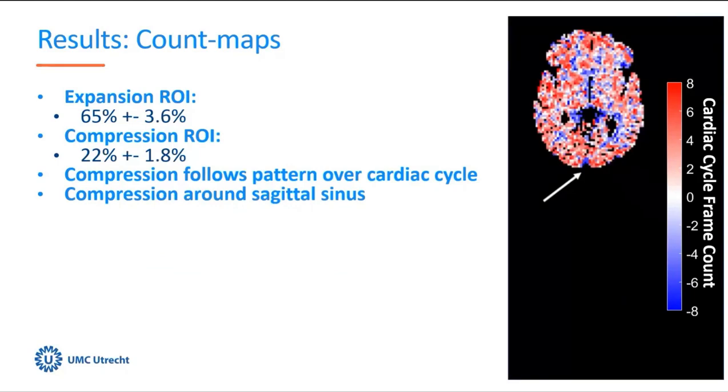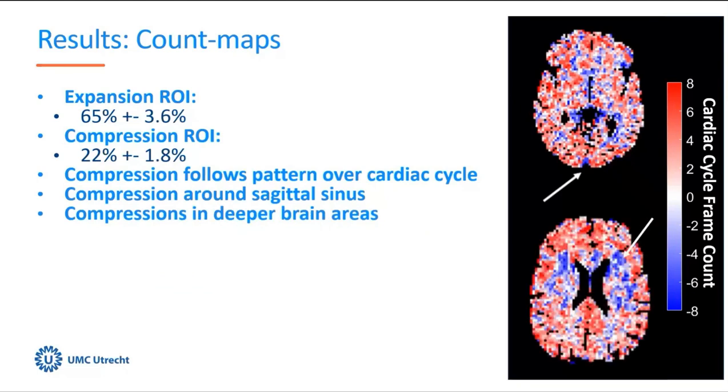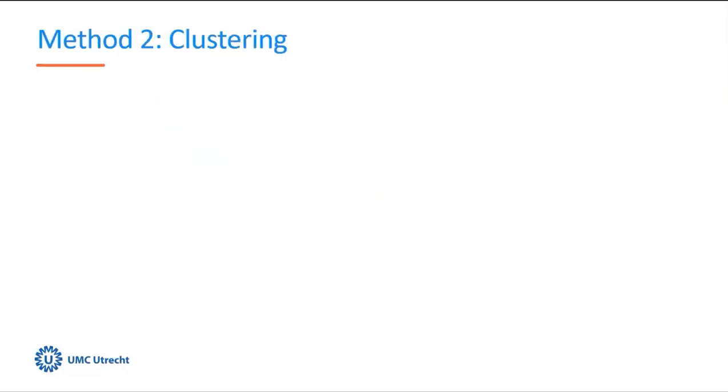We saw in most subjects that there was a compression going on at the ventral sinus, the white arrow. And we also saw that there seemed to be some compressions going on in a bit deeper brain areas, where these brain areas are less contaminated by, for example, larger veins or other structures. So it's more logical that there is some pure tissue compression going on there.